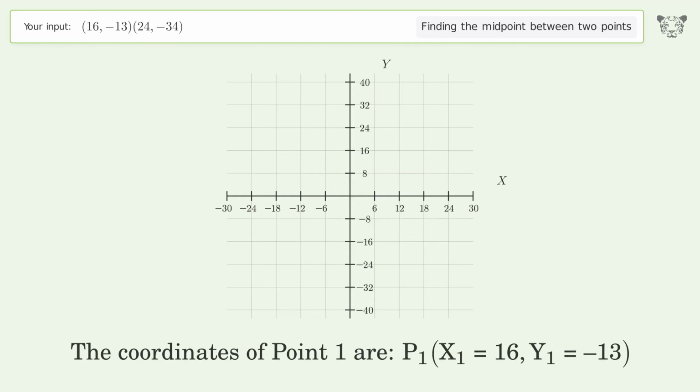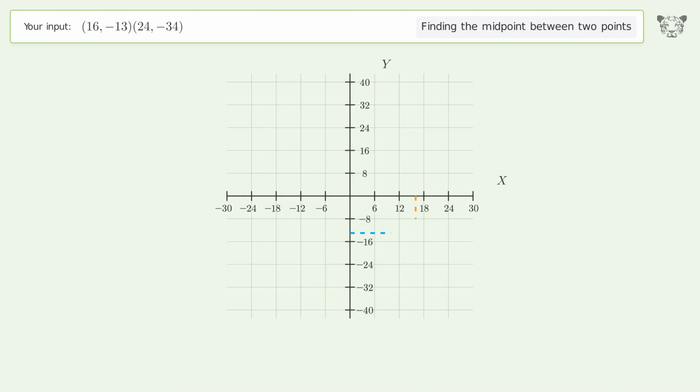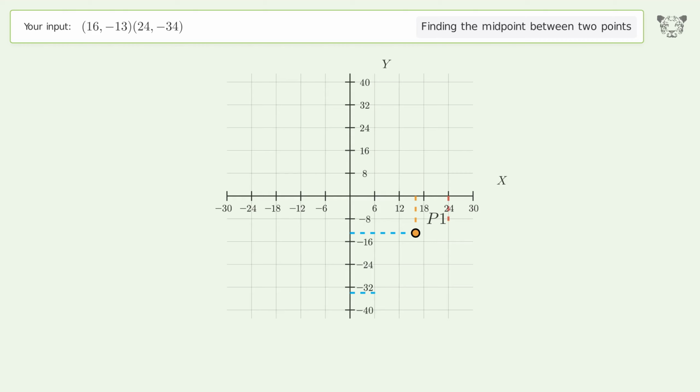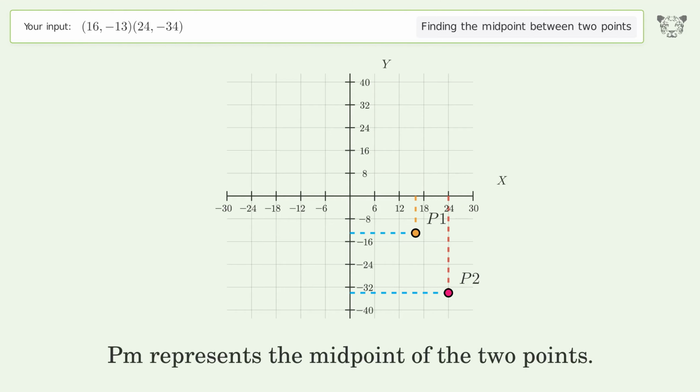The coordinates of point 1 are, x1 equals 16, y1 equals negative 13. The coordinates of point 2 are, x2 equals 24, y2 equals negative 34. PM represents the midpoint of the 2 points.